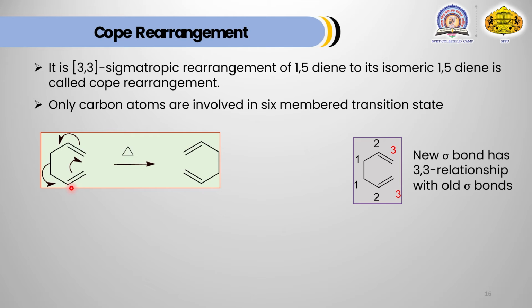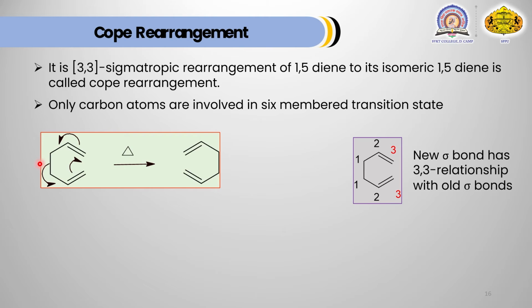Let's see here. This substrate molecule does not contain an oxygen atom. All carbon atoms are there. Cope rearrangement is also a 3,3 sigma-tropic rearrangement of a 1,5-diene to its isomeric 1,5-diene, and that is called Cope rearrangement. This is a 1,5-diene, meaning a double bond is present at the first position, and another double bond is present at the 5 position. That's why it is a 1,5-diene.